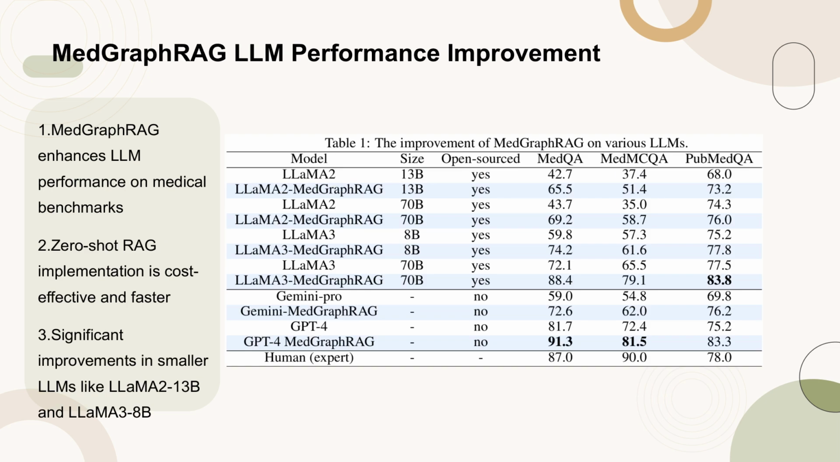Table 1 illustrates the enhancement in performance of various large language models, LLMs, when augmented with MedGraphRAG. The data shows that MedGraphRAG significantly boosts the accuracy of LLMs on medical benchmarks, particularly benefiting smaller models like Llama 2-13b and Llama 3-8b. This improvement is attributed to the implementation of zero-shot RAG, which is more efficient and convenient than traditional fine-tuning methods. Additionally, MedGraphRAG aids larger, closed-source models like GPT-4 in achieving state-of-the-art results, demonstrating its broad applicability and effectiveness in enhancing clinical AI performance.